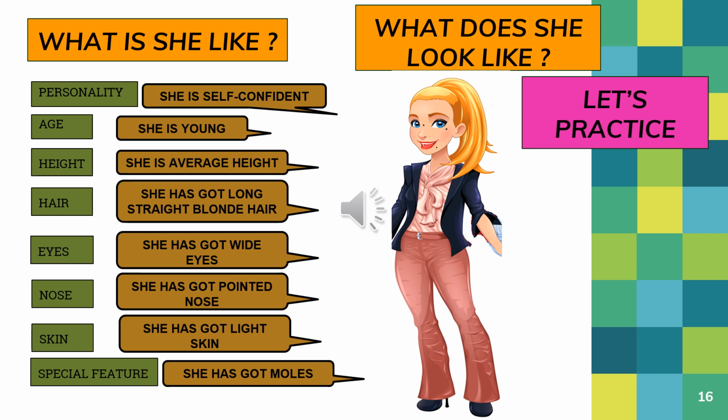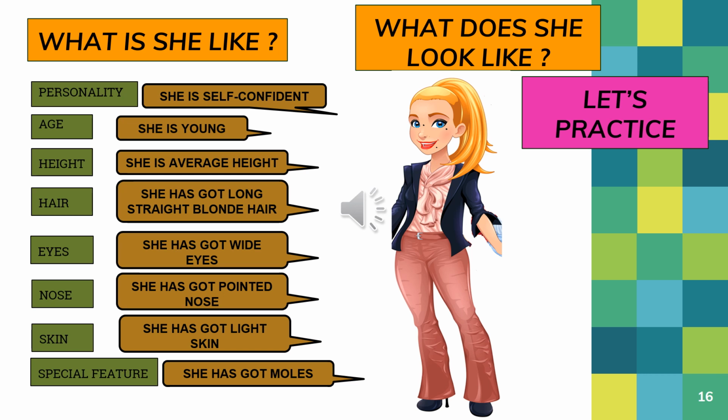After that, continue with her hair. She has got long, straight, blonde hair. And then her eyes, she has got wide eyes. And then her nose, she has got pointed nose. Her skin, she has got light skin. And special features, she has got moles.